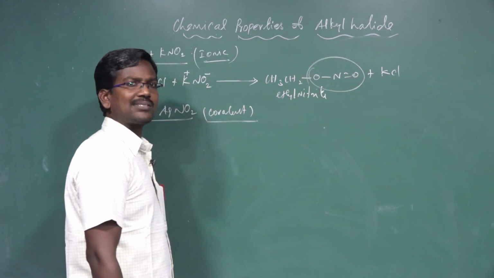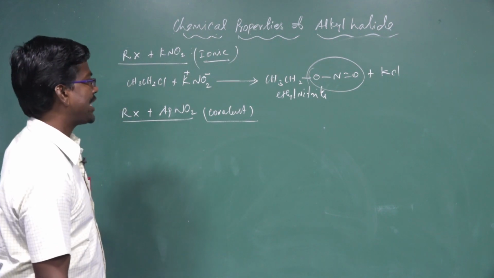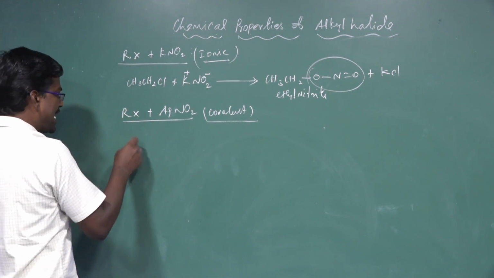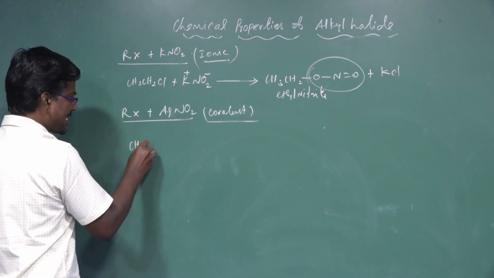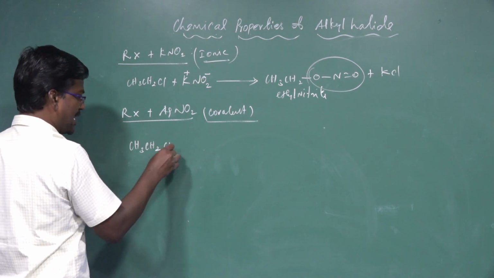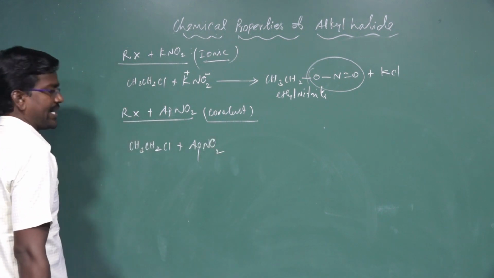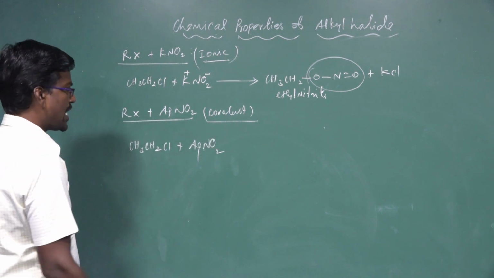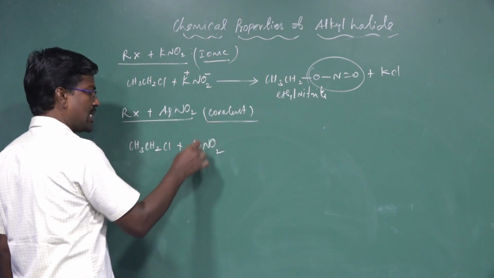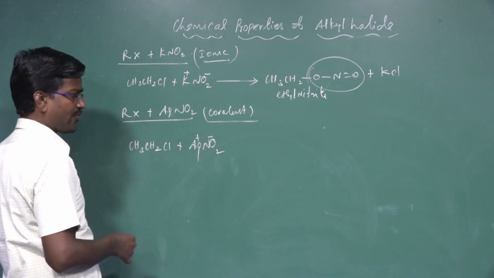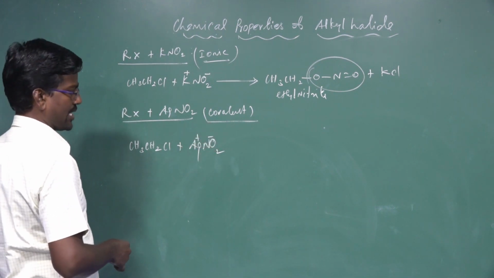Ethyl nitrite is a functional isomer of nitroethane. Next one, the alkyl halide CH3CH2Cl reacts with silver nitrite, AgNO2. The AgNO2 is ionic in nature. The silver nitrite dissociates to form Ag+ and NO2- ion.